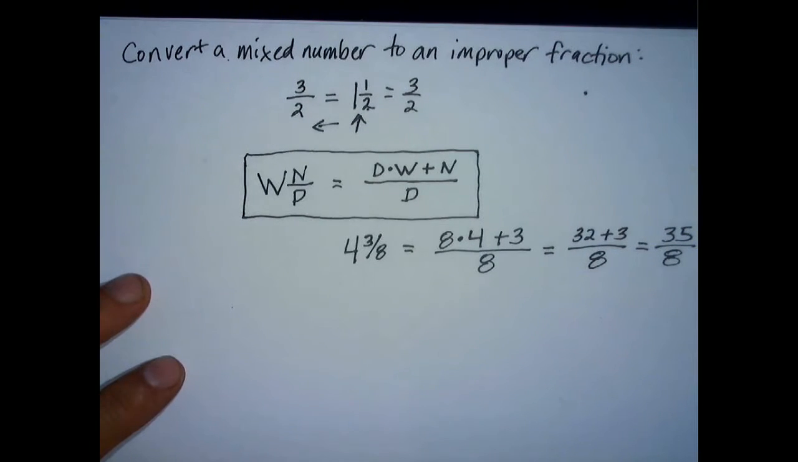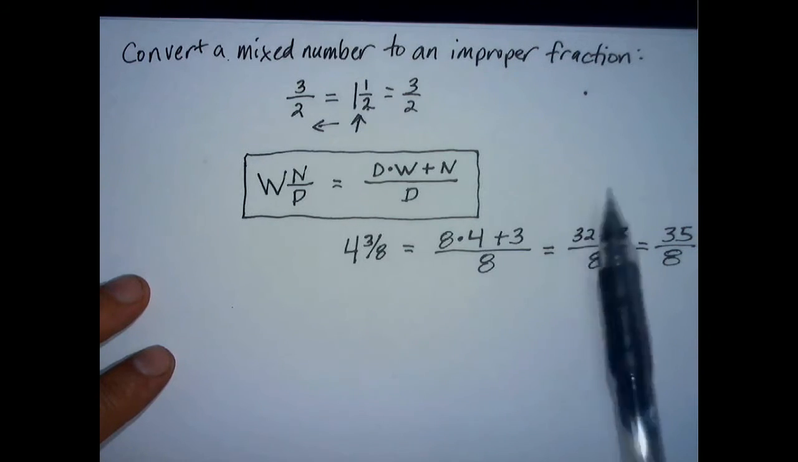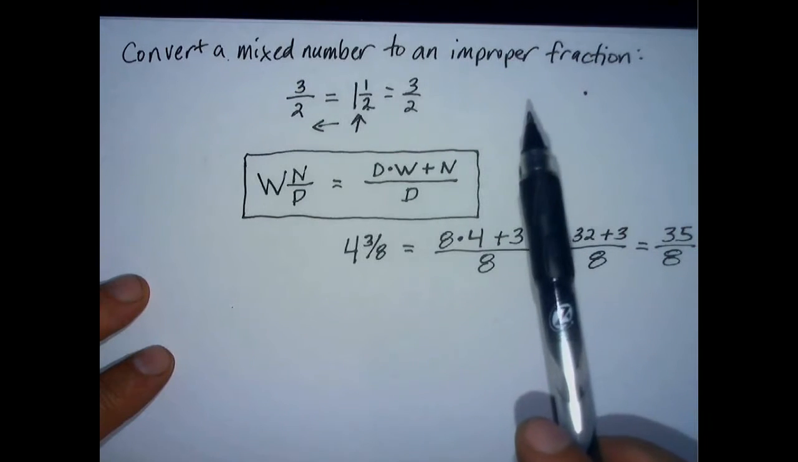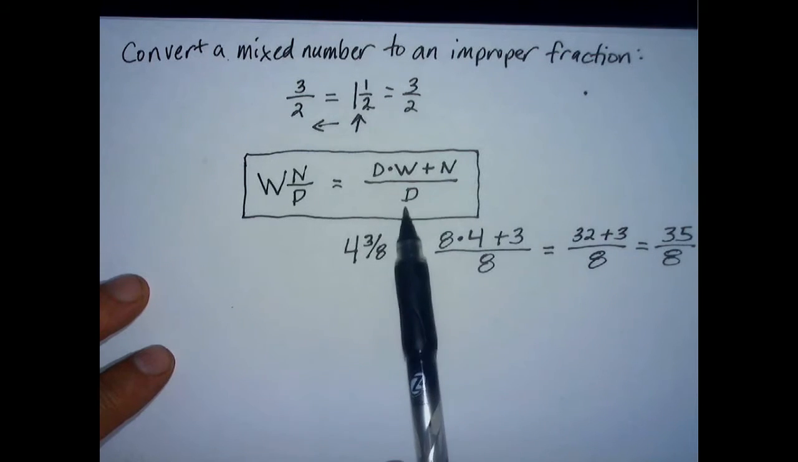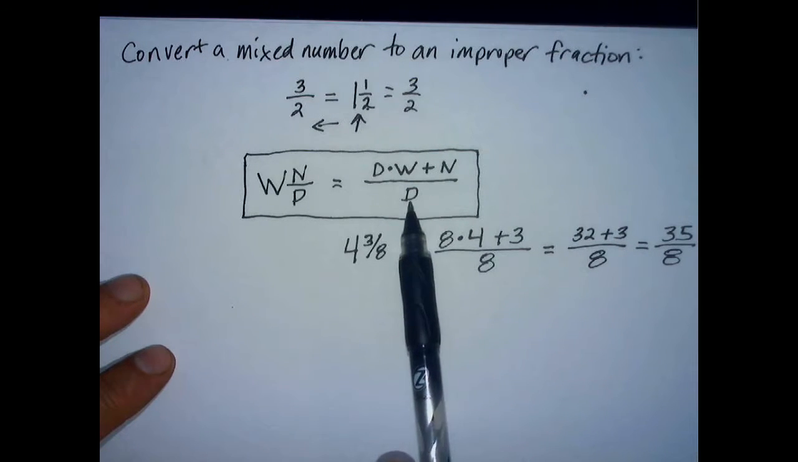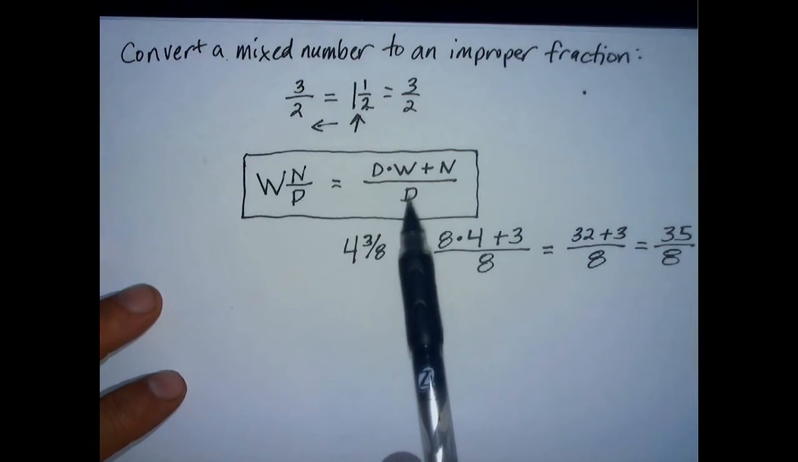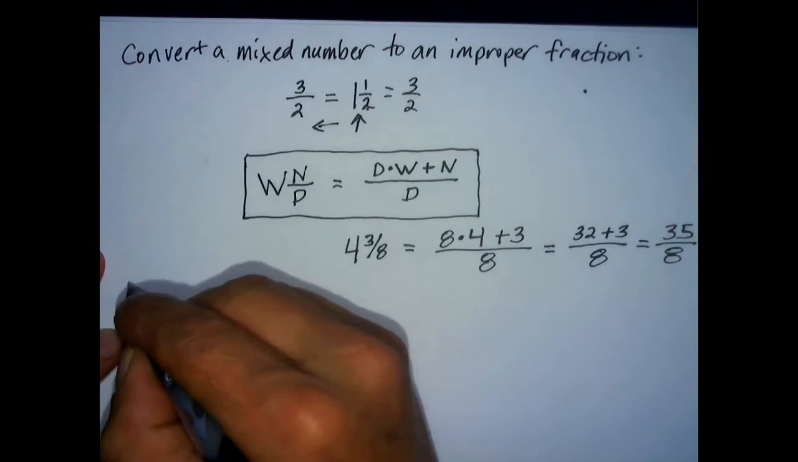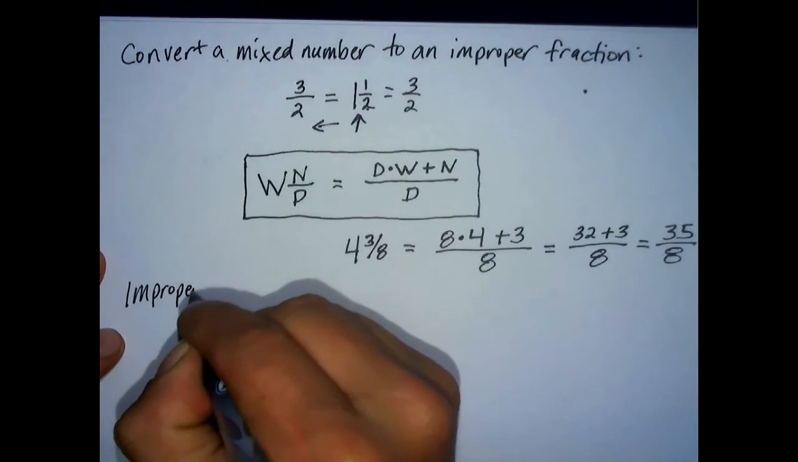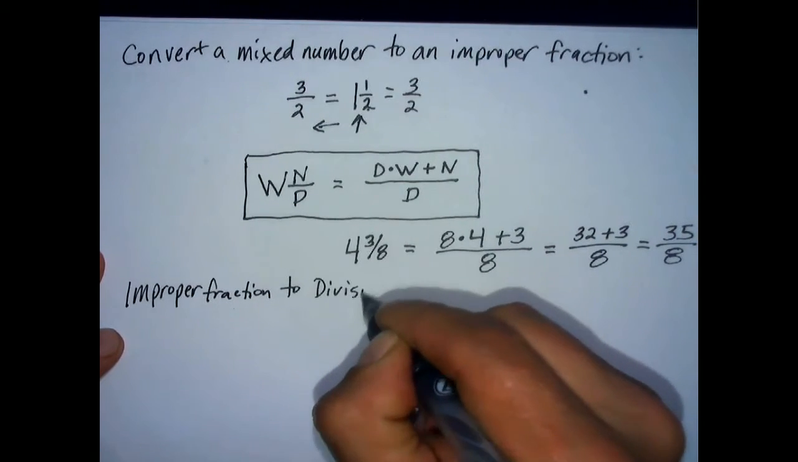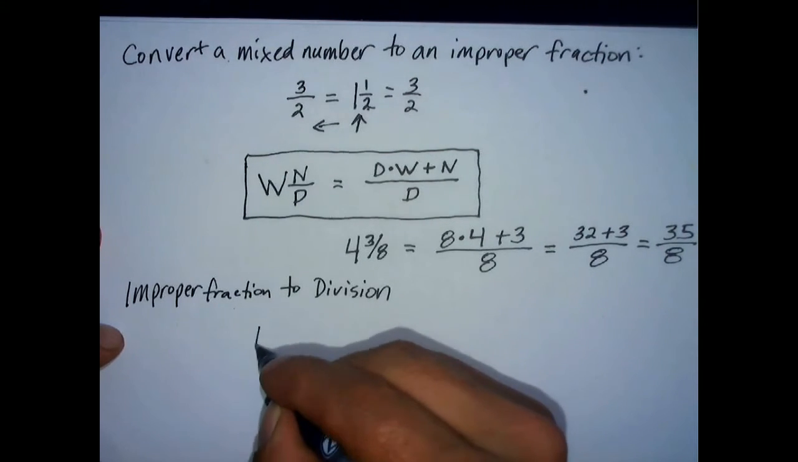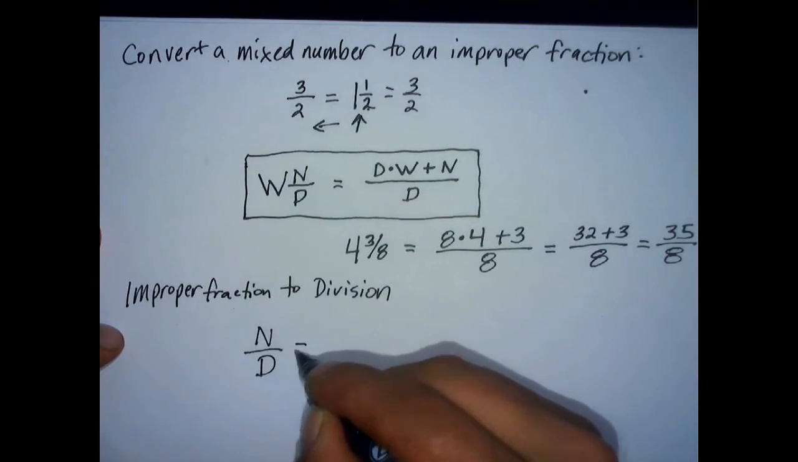Let's go backwards. Most of the time when you reverse a process, you do the opposite operation. The denominator is going to stay the same, because there's no reason to make it different. We're going to go from an improper fraction to division. We're going to have a numerator over a divisor.